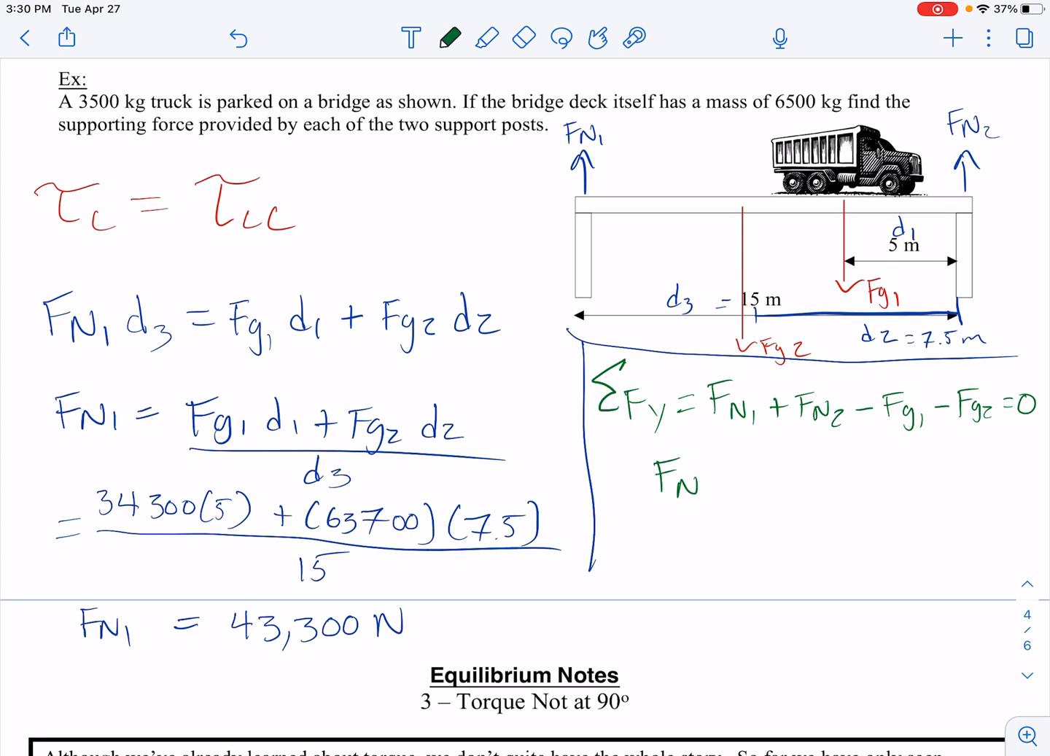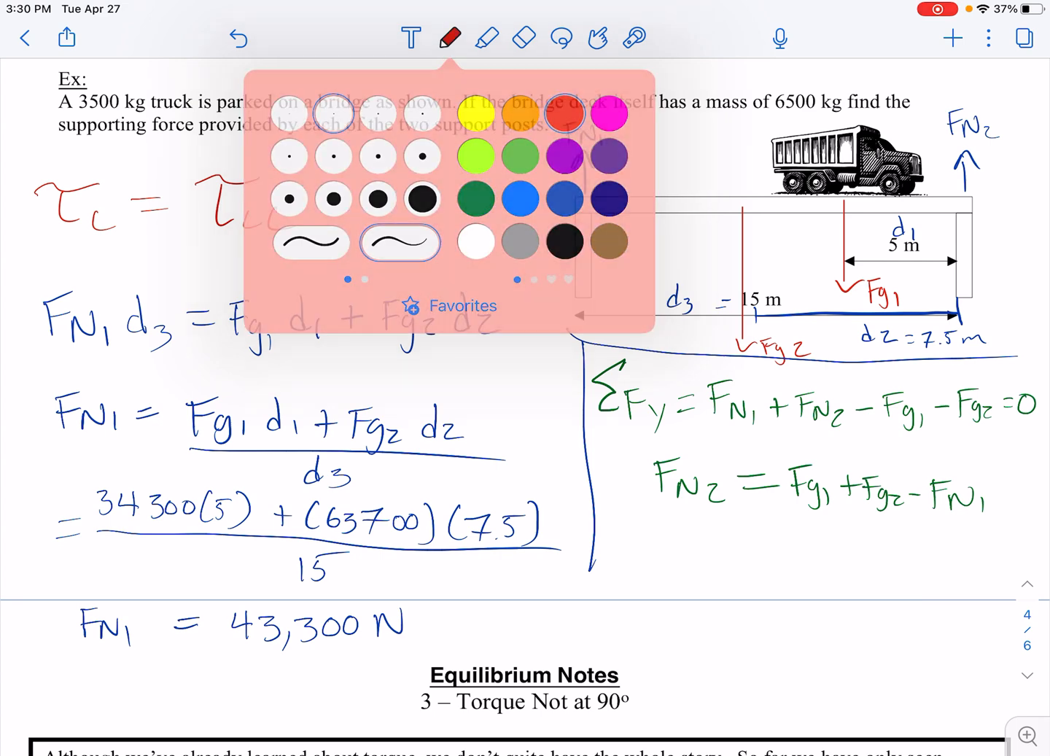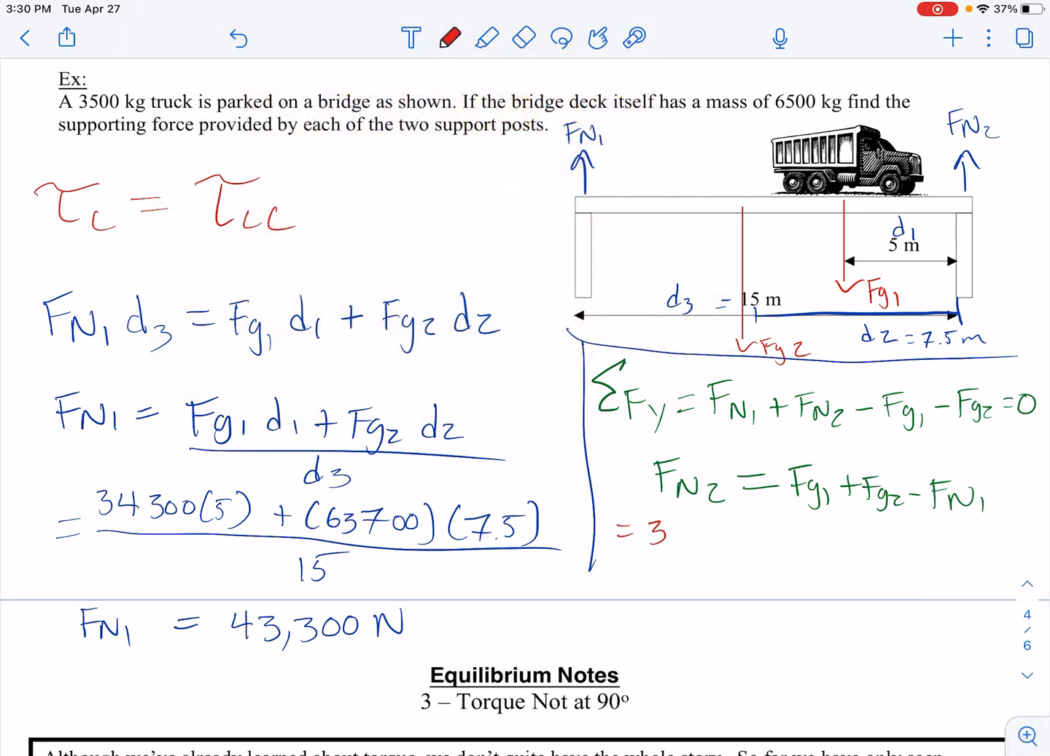So we end up solving for the normal force of the right pillar. We get Fg1 plus Fg2 minus Fn1. Here, just plug in the numbers I know. Taking my two gravitational forces for the truck and the bridge, and subtracting the normal force of the left pillar, which we already calculated. So Fn2 is going to be equal to 54,700 newtons.